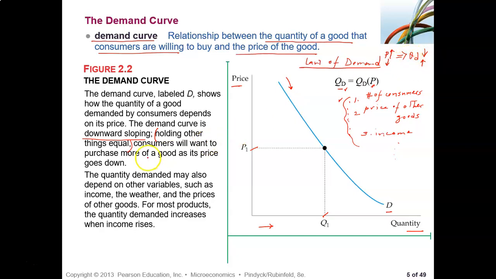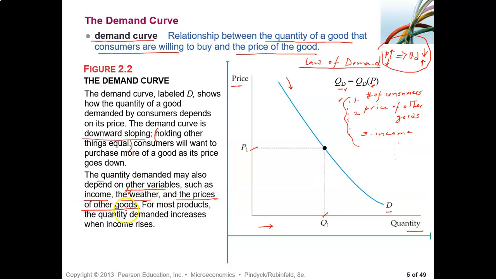See that? So there is this inverse relationship, right? This is because if the price of some good increases, consumers will then switch to other goods, or consumers will see that their real income has decreased. As a result, they will buy less. So hence this inverse relationship. Given that ceteris paribus holds, the quantity demanded may also depend on other variables such as income, weather, and the prices of other goods, right? Weather also is important, right?